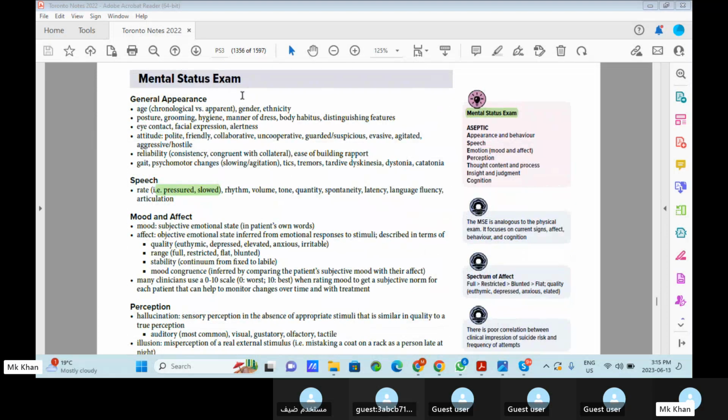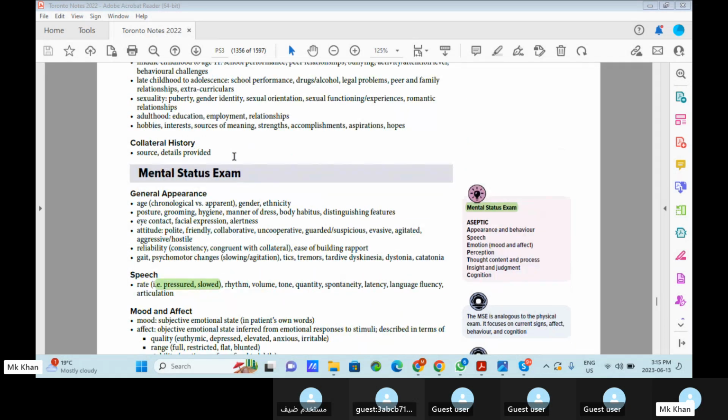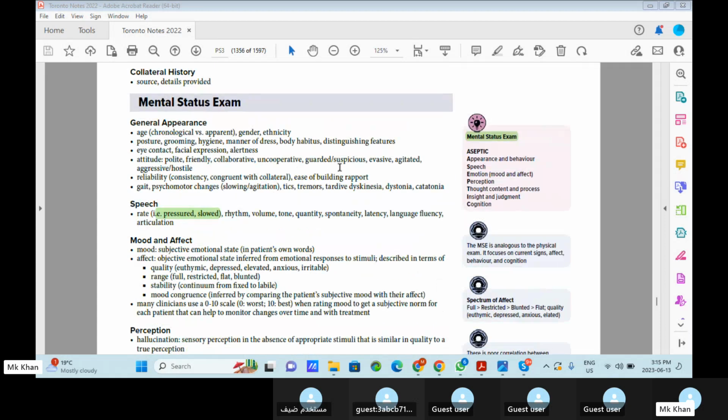And then in the mental status exam, we have to check the mental status. How we check that, the abbreviation is ASEPTIC. A is for appearance and behavior, S is for speech, then emotion, that is mood and affect, perception, thought, insight, and cognition. So all these things come in the mental status exam. It is important to remember it because they can ask us what are you checking in the mental status exam. So the abbreviation is ASEPTIC.